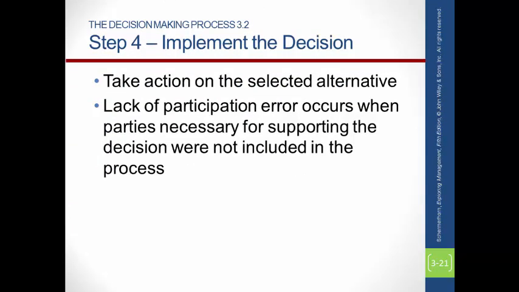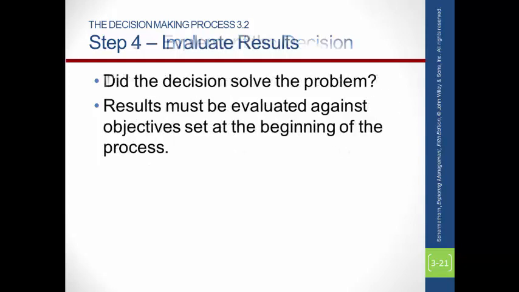Taking action is the next step. Lack of participation error occurs when parties necessary for supporting the decision were not included in the process. This is why including people in the process of actually making decisions can really work in your favor. It's important that you always evaluate the results at the end of the decision-making process. Ask yourself, did the decision solve the problem? Results must be evaluated against objectives set at the beginning of the process.